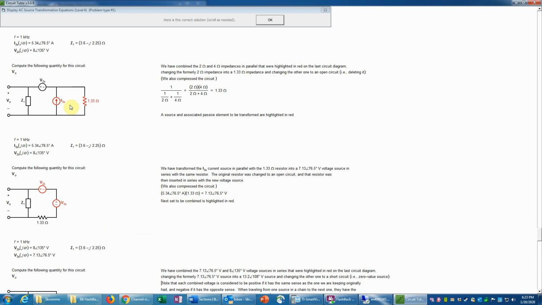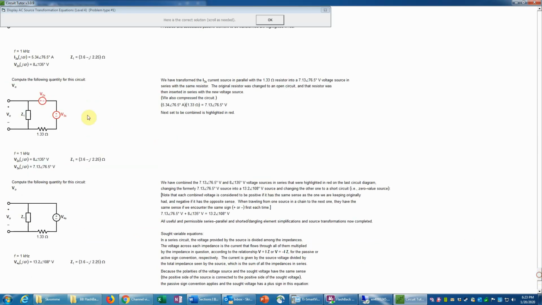And having done that, then we also check the polarity, meaning the head of the current arrow should correspond to the positive side of the new voltage source. And then the 1.33 has just been moved down here for convenience, but it is in series with that voltage source, so that's acceptable.